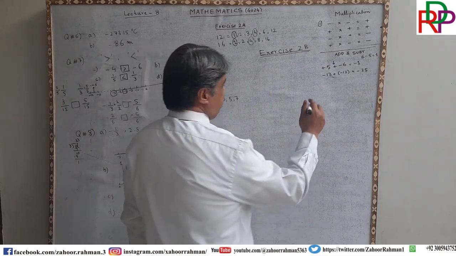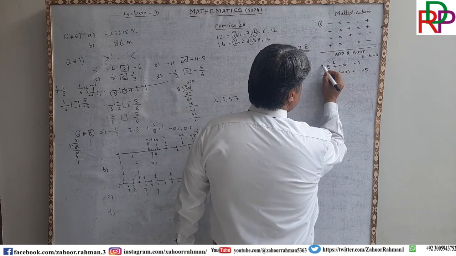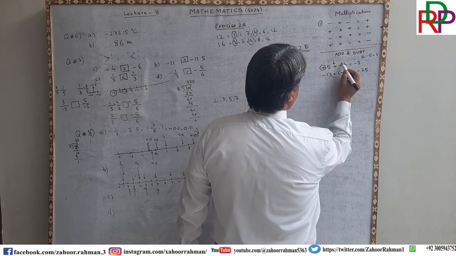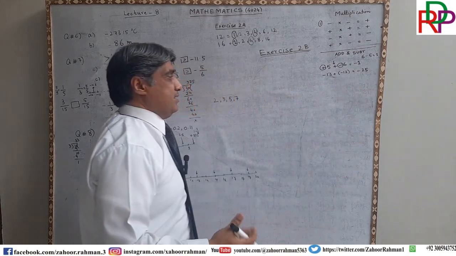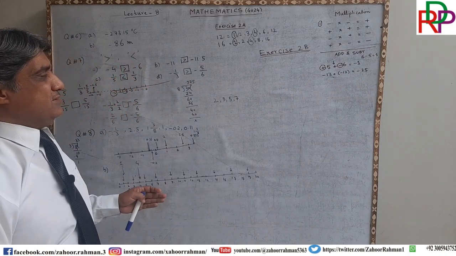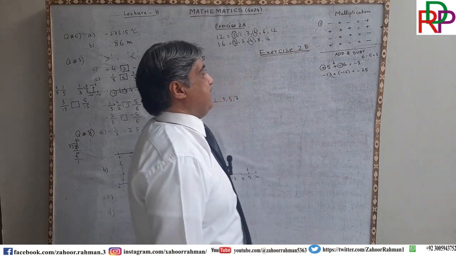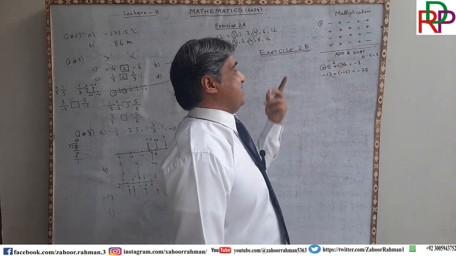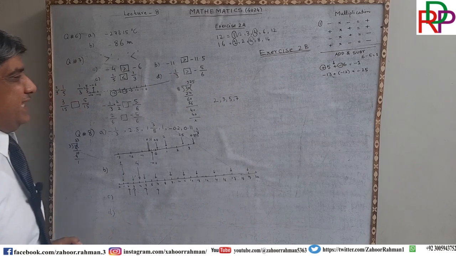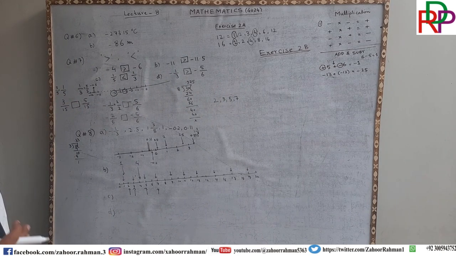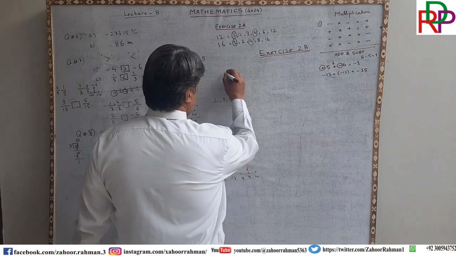What the students are doing is multiplying this with this, because for addition they also think that plus and minus will be multiplied, and then 5 and 6 is equal to 30. That is why I am saying that you have to give special concentration to these things.